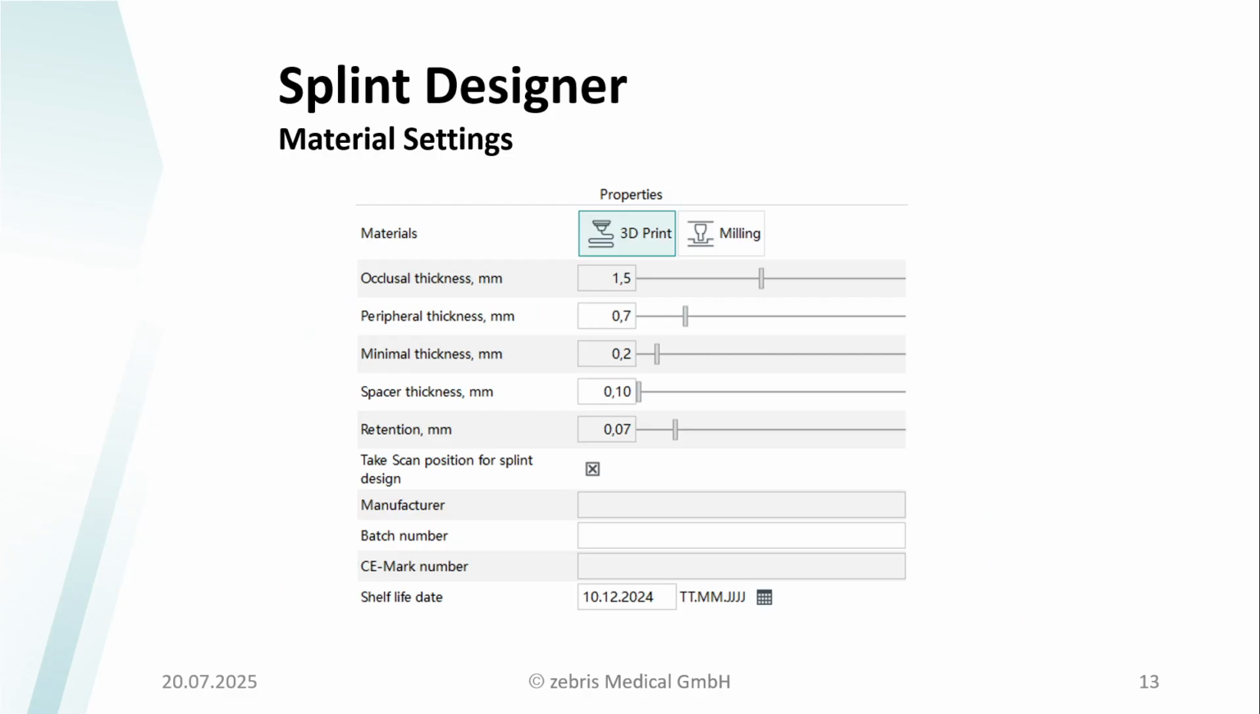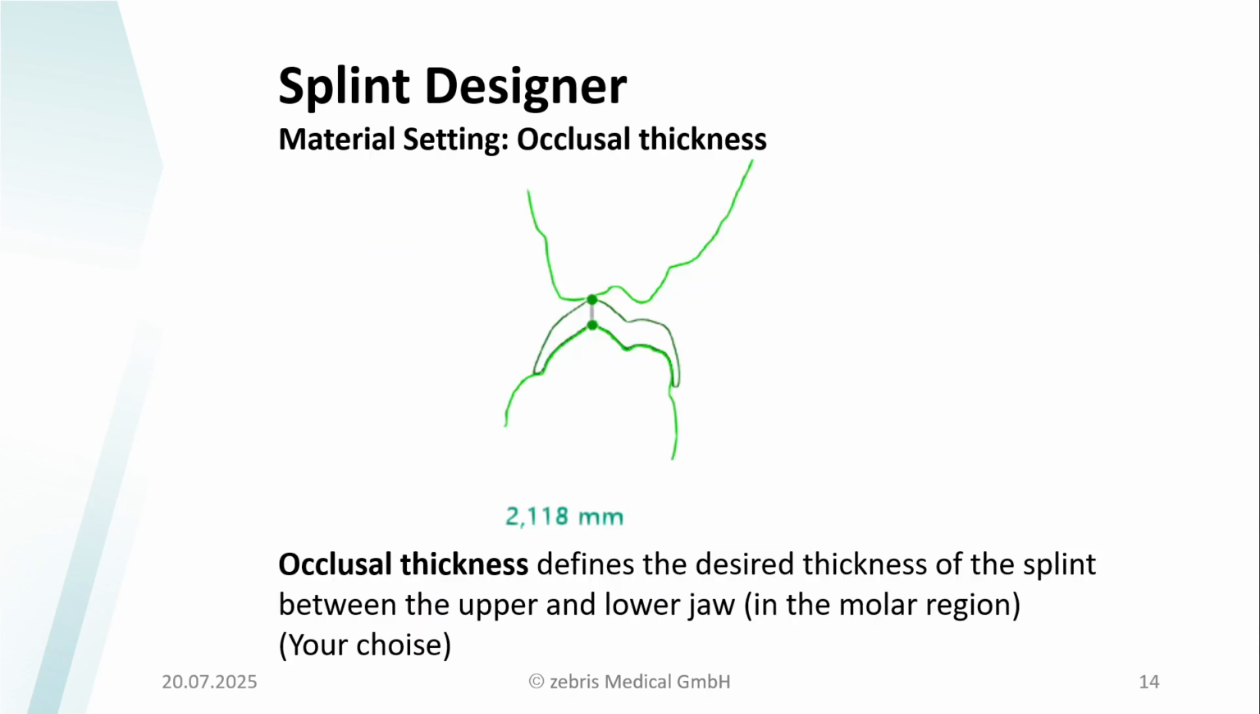Now I want to show you our material settings for the splint. On the top, we can choose if we want to create a profile for the 3D printing or for the milling. And now I want to go through each of these settings. First, we have our occlusal settings. The occlusal settings defines the desired thickness of the splint between the upper and lower jaw, in the molar region, for example. It's up to you where to set this setting.